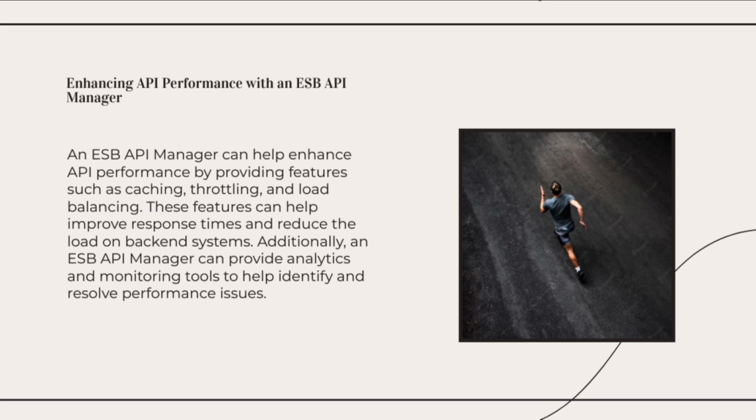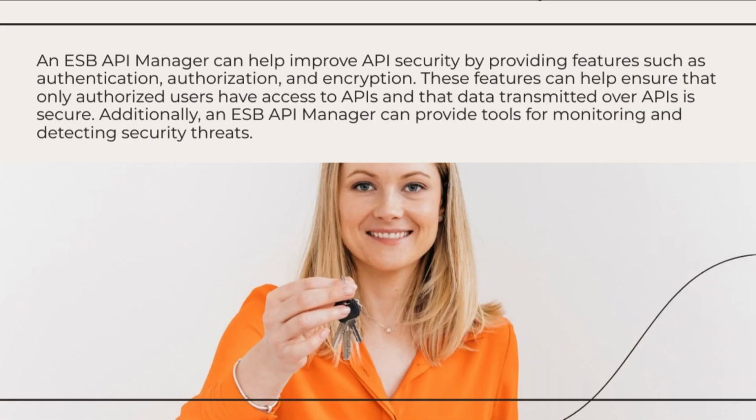5. Caching at the edge. Utilize content delivery networks, CDNs, or edge caching mechanisms to cache API responses closer to the end users. This reduces latency and improves response times by serving cached content from edge servers located geographically closer to the consumers.